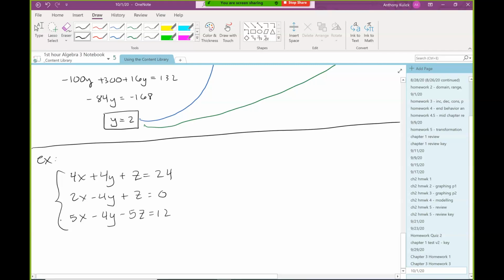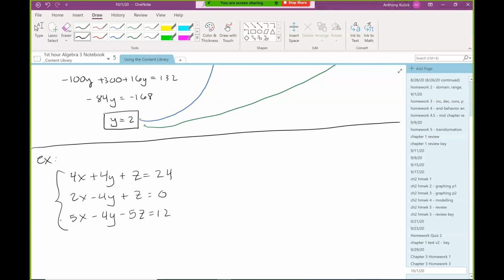So we're going to do the same problem, this time doing elimination. Before we go ahead and do that, let's talk through what the idea here is. To start, I'm going to do two eliminations. I'm going to pick two pairs of equations. They have to be different pairs. And from each of the pairs, I'm going to eliminate the same variable.